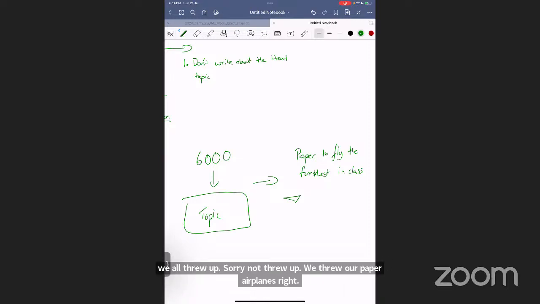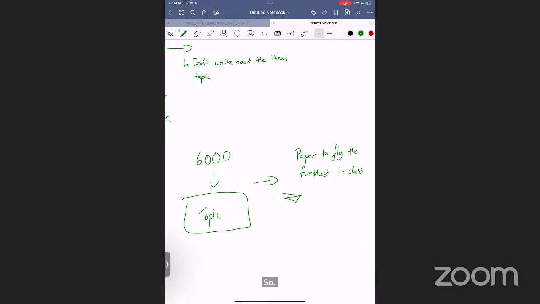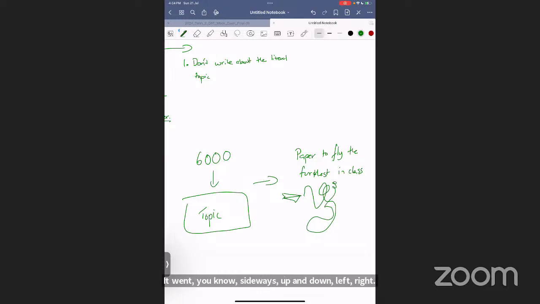So another way, yeah, there you go. So we all threw paper airplanes. But when you threw our paper airplanes, it went sideways, up and down, left, right, and it didn't go that far. But one student, instead of making a paper airplane, scrunched up the piece of paper into a ball and threw it really, really far, and they clearly won.